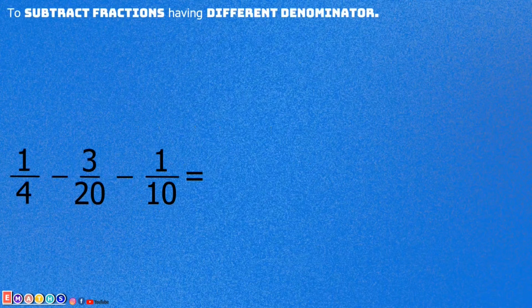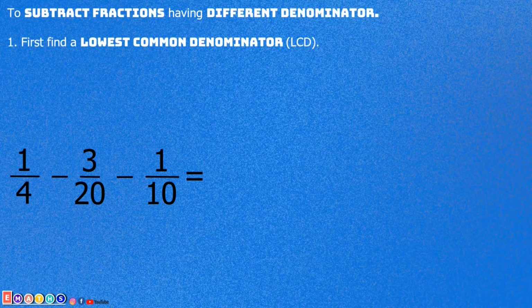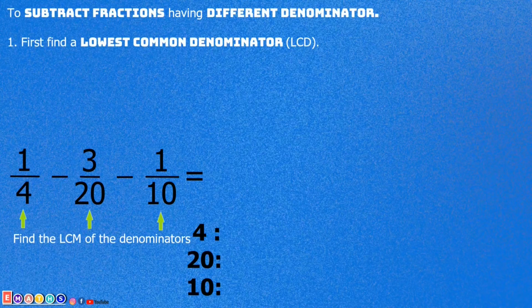To subtract fractions having different denominators, first find the lowest common denominator. Our 3 fractions have 3 different denominators: 4, 20, and 10. To find a lowest common denominator for all 3 denominators, we multiply each denominator by 1, then by 2, then by 3, and so on until we find a lowest common number.